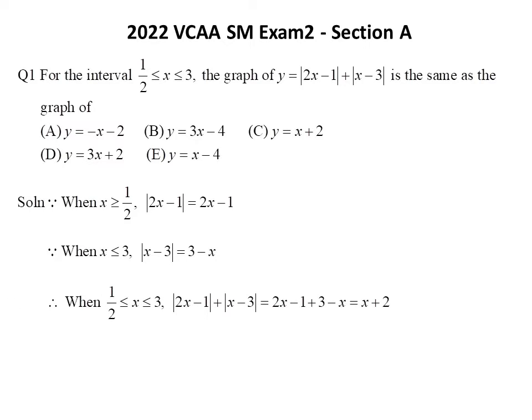Hence, when x is greater than or equal to 1 over 2 but less than or equal to 3, modulus of 2x minus 1 plus modulus of x minus 3 is equal to 2x minus 1 plus 3 minus x, which equals x plus 2. So the answer for question 1 is C.